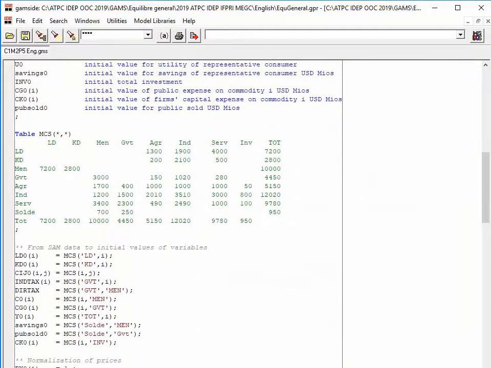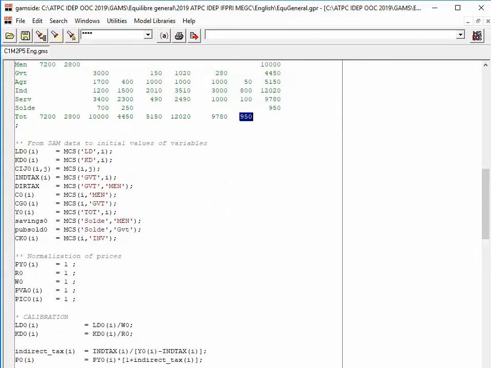In the social accounting matrix, there is a new column called INV, and it provides information on companies' capital expenditure in good I, in agriculture, in industry, and in services. In total, the total investment is initially 950. Only the capital expenditure of companies in each sector is entered as new data. So this is this line.